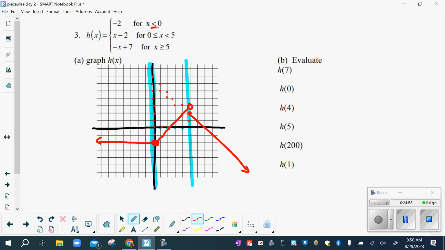How does it look? How did you do? Let's go ahead and try plugging in. So we're going to plug in 7, right? I'm going to go all the way here. 1, 2, 3, 4, 5, 6, 7. I'm hitting 0.